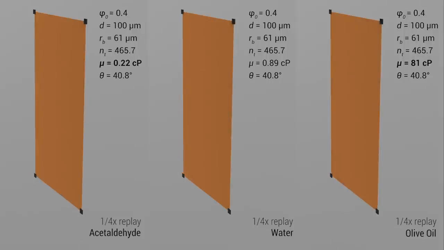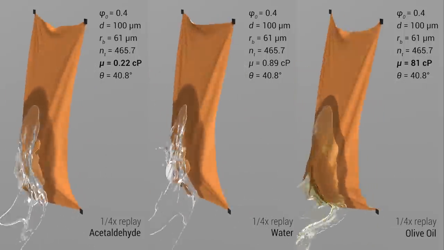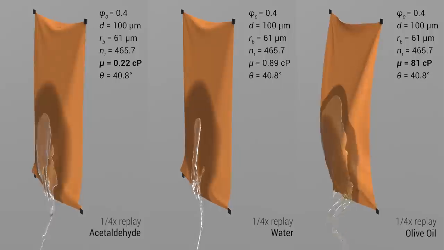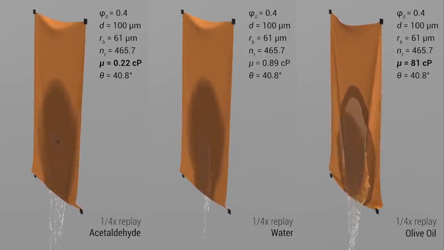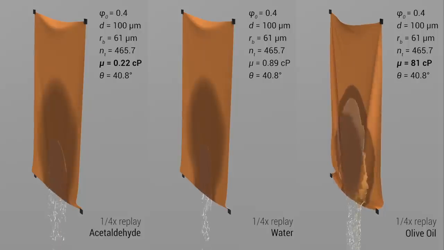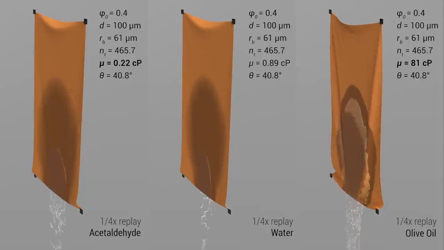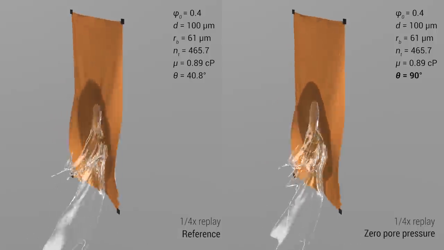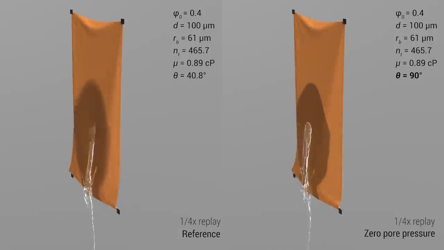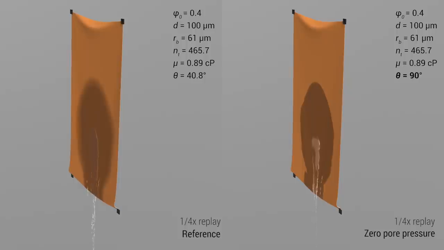We also compare between different liquid parameters. Here we demonstrate the different behavior of acetaldehyde and olive oil, where the latter is much more viscous than water and the cloth is less easily penetrated, with a much shorter wicking distance. Finally, we demonstrate the effect where zero pore pressure is applied when the contact angle is 90 degrees. There is no wicking effect and the liquid is less attracted to the cloth.